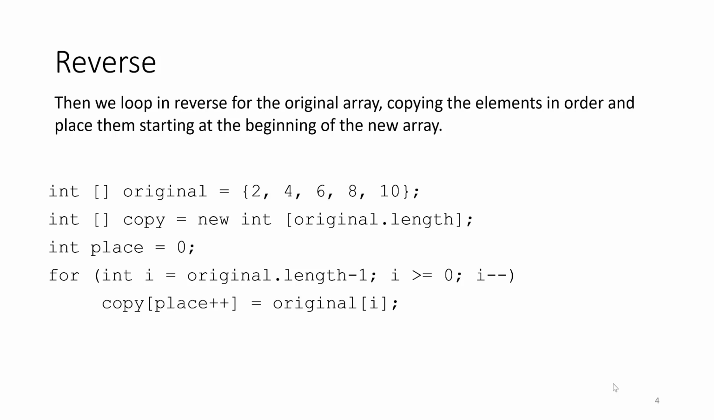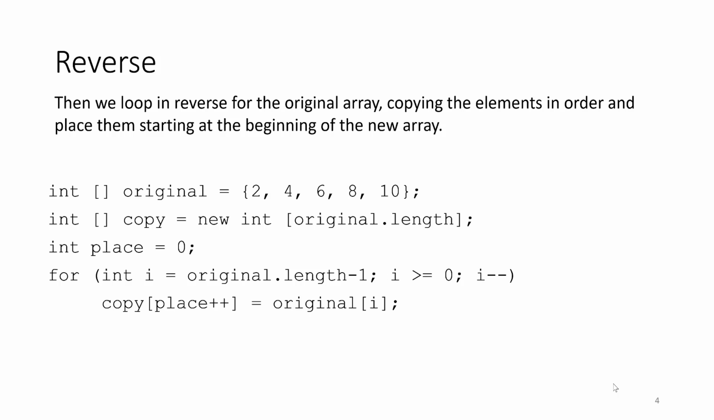We'll have a local variable called place that will start at index 0. We then have a for loop that goes in the reverse order of the original array. So i starts at original.length minus 1, continues as long as i is greater than or equal to 0, and is decremented by 1 each time. Then inside the loop, copy sub place, which starts at 0, gets the value at original sub i.